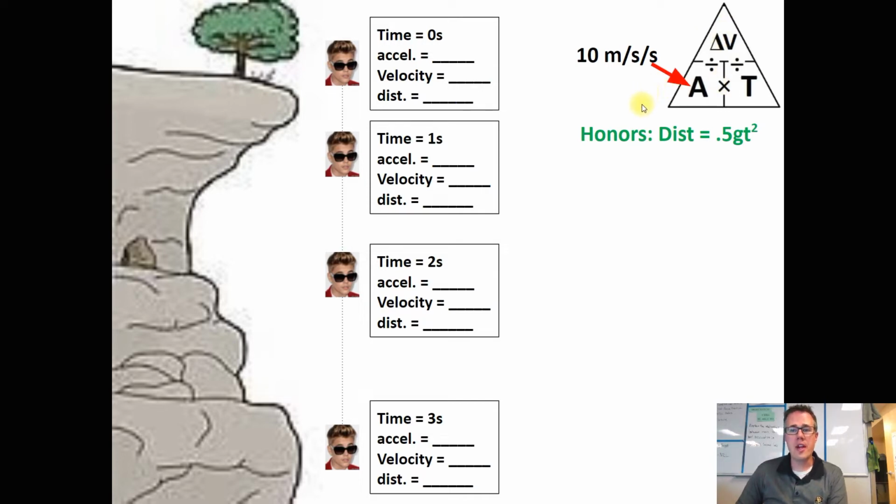If you are in an honors class, I want you to know that the distance that something has been falling can be calculated using 1/2 times gravity times time squared. If you are not in an honors class, you can ignore this.